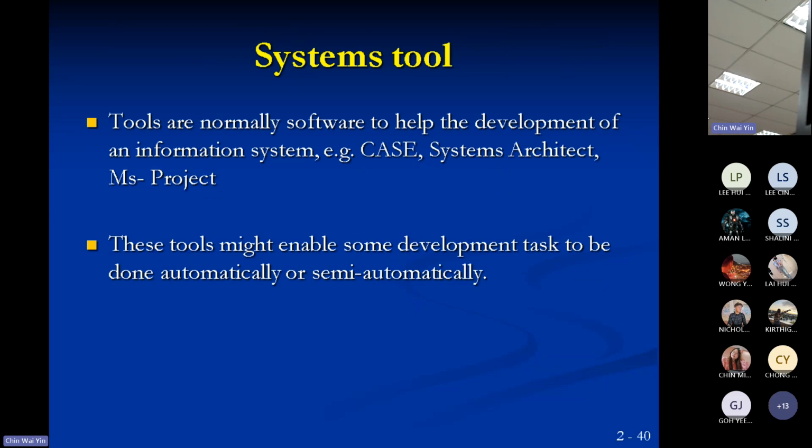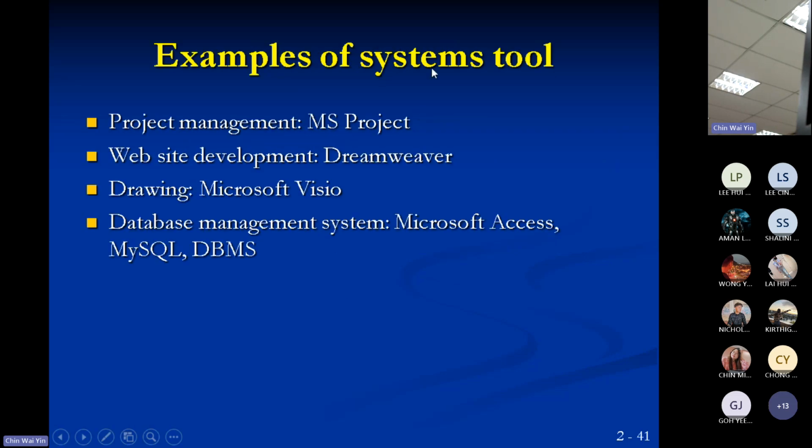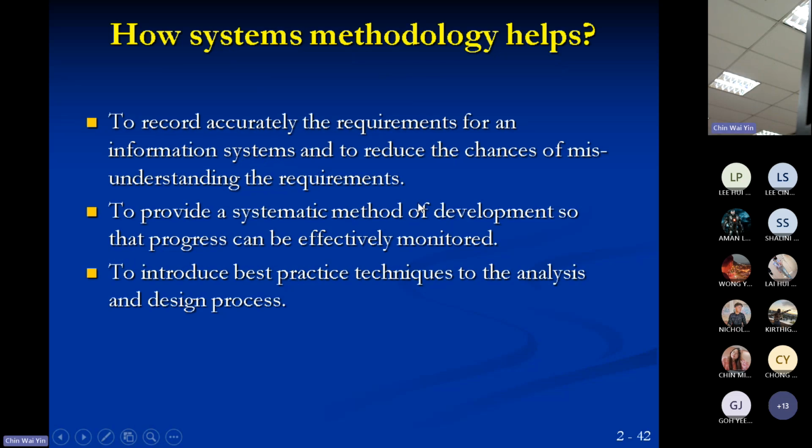Then basically, what are system tools? Tools are software that can be used to design the systems, like CASE tools, systems architect tools, tools for managing the timeline for your information systems development projects, such as Microsoft Project, and tools for presenting the architecture and the processes of the systems, like Microsoft Visio, and any other relevant tools. So these are some examples of tools. That is the quick and brief definition of methodology, techniques, and tools.